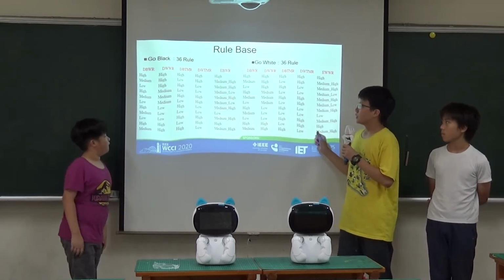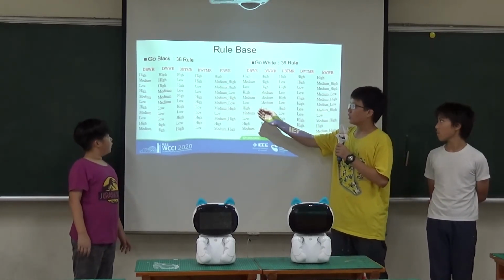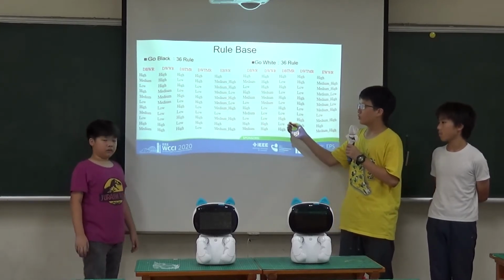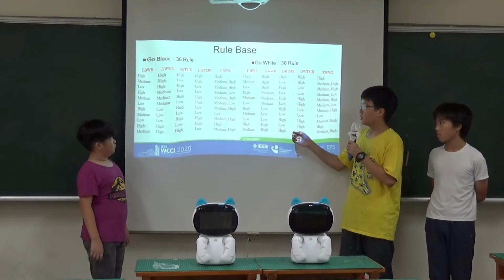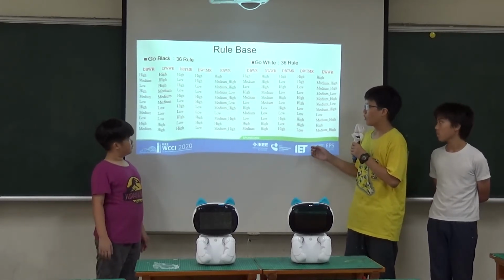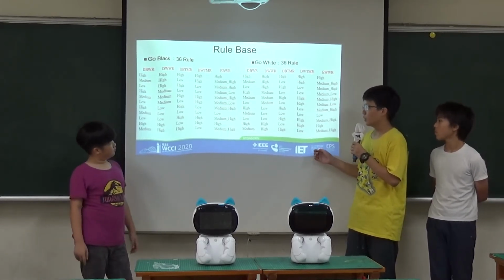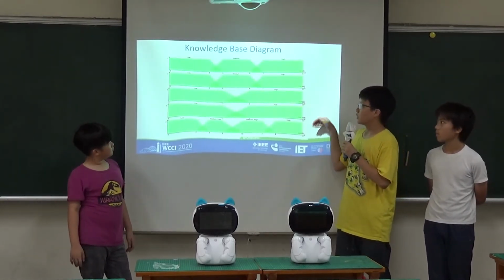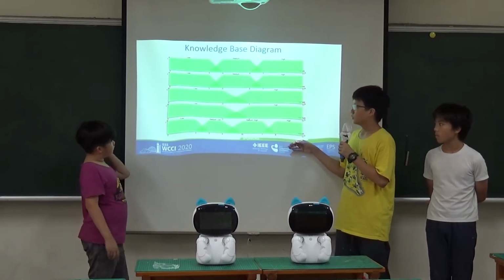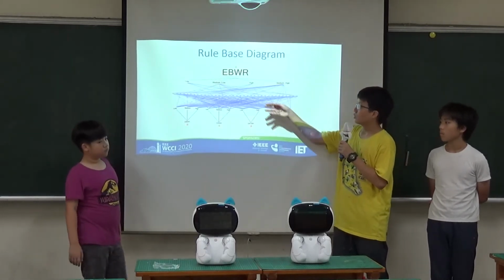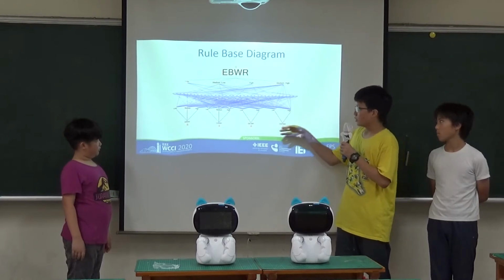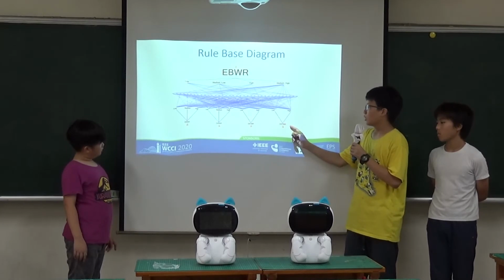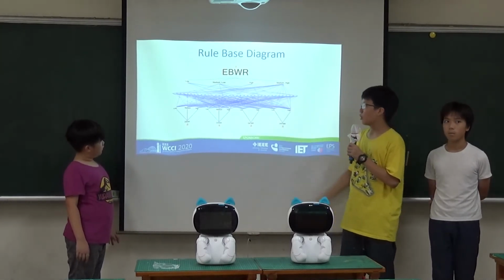This is our rule base. Our DBWR, DWWR have high, medium, low. DBTMR, DWTMR have high and low. EBWR and EWWR have high, medium, low. This is our knowledge-based diagram. This is our rule-based diagram. You can see we have DBWR, DWWR, DBTMR, DWTMR, and output DBWR.